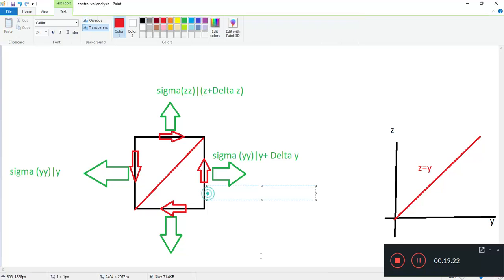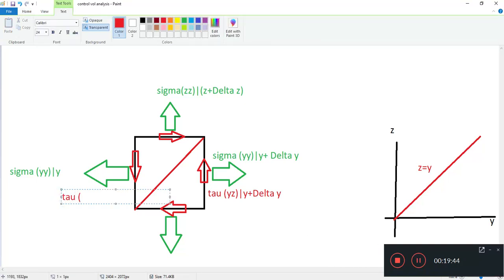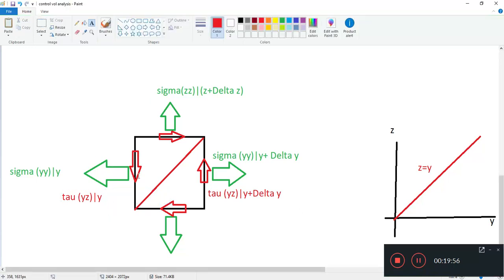Okay, what is this one? This is acting on a plane perpendicular to the y direction, and it's a shear stress, so it's tau yz, because it's going in the z direction. This is evaluated at y plus delta y. And this, same thing, tau yz, again perpendicular to the y direction. I'm going to speed it up because it's quite repetitive. It's going in z, and it's evaluated at y.